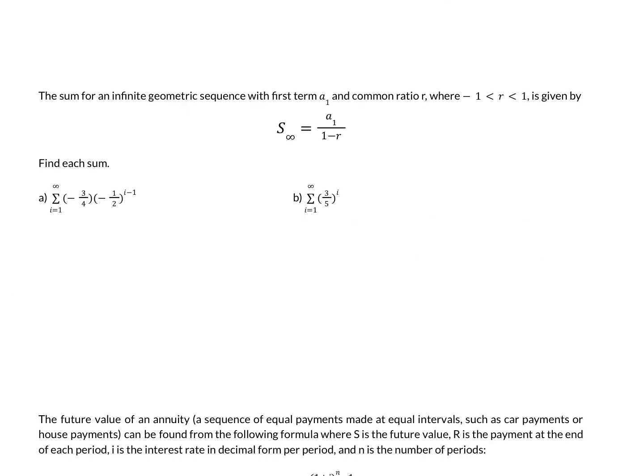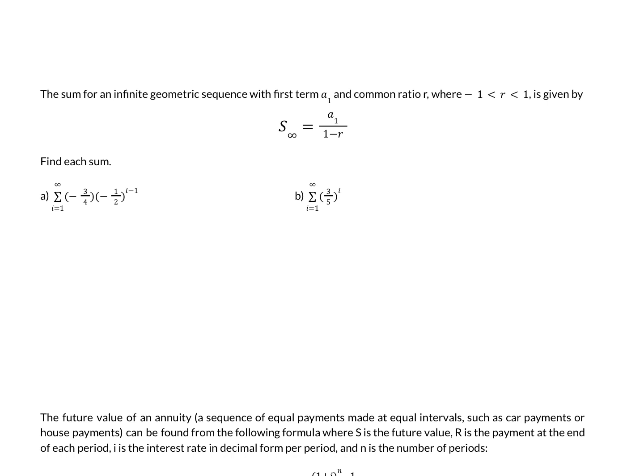Okay, so on the previous page, we talked about the sum of a finite geometric sequence. This is the sum of an infinite geometric sequence, okay, where we still have our first term of A sub 1, and we still have our common ratio of r. However, it is important that our ratio is in between 1 and negative 1.